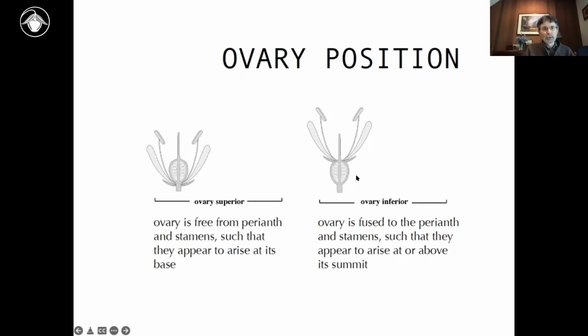Whereas sometimes the bases of the perianth and stamens are fused to the outer wall of the ovary. And in this case, it appears that the sepals, petals, and stamens arise from the tip of the ovary. And in this case, since the ovary looks like it's below the other flower parts, it's called inferior. So this has evolved many times in flowering plants. Inferior ovaries have evolved, and sometimes they can diagnose entire families or genera, groups of families. So it's an important feature to recognize.